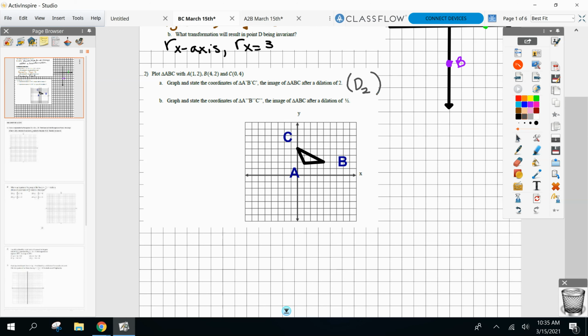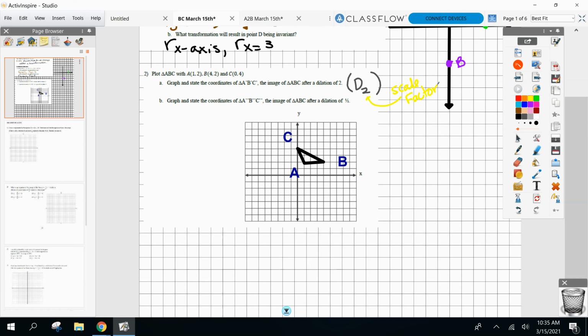That 2 has a name. We've actually used this term when we did similar triangles. That 2 there is what's referred to as the scale factor. It's basically the ratio of the original to my image.